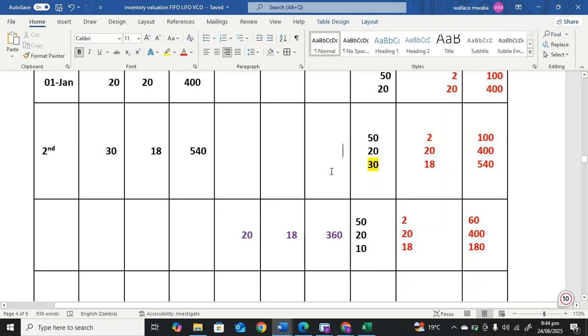Yes. If you're using FIFO, you remove from the earliest batch. LIFO, you remove from the latest batch. Yes. Because what happens if they don't specify? If they don't specify, you can use any method, but they always specify. They always specify. And they usually tell you to do the three. Most of the times they'll tell you to do the three.